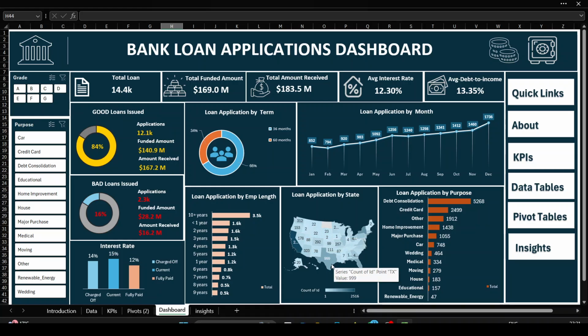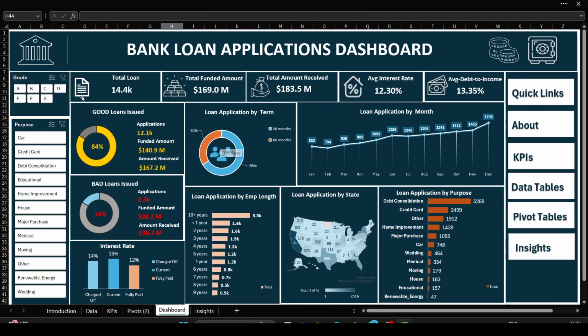Whereas the 99 was the second largest state. Now, loan application by purpose. The most number of people who have taken a loan was for the purpose of debt consolidation, with almost 5,268 applications, whereas the least was renewable energy. The second top comes for the credit card, followed by other and major purchases.